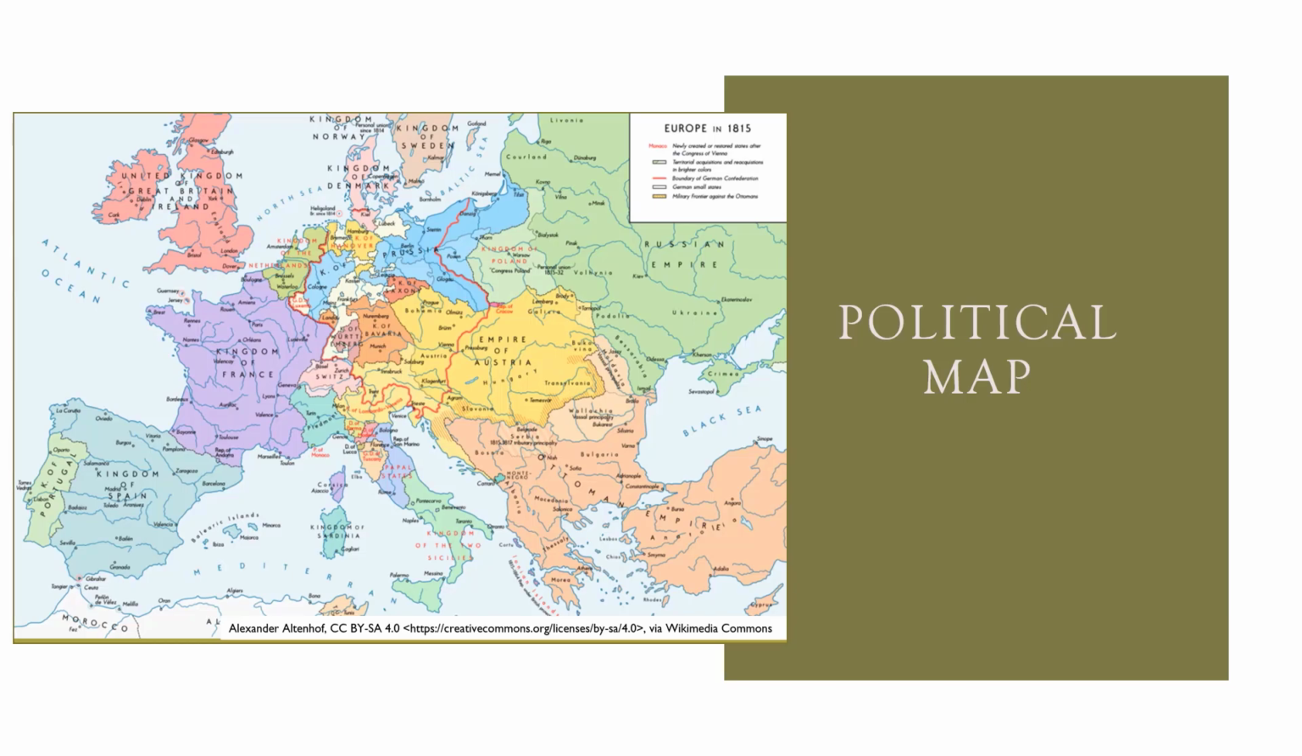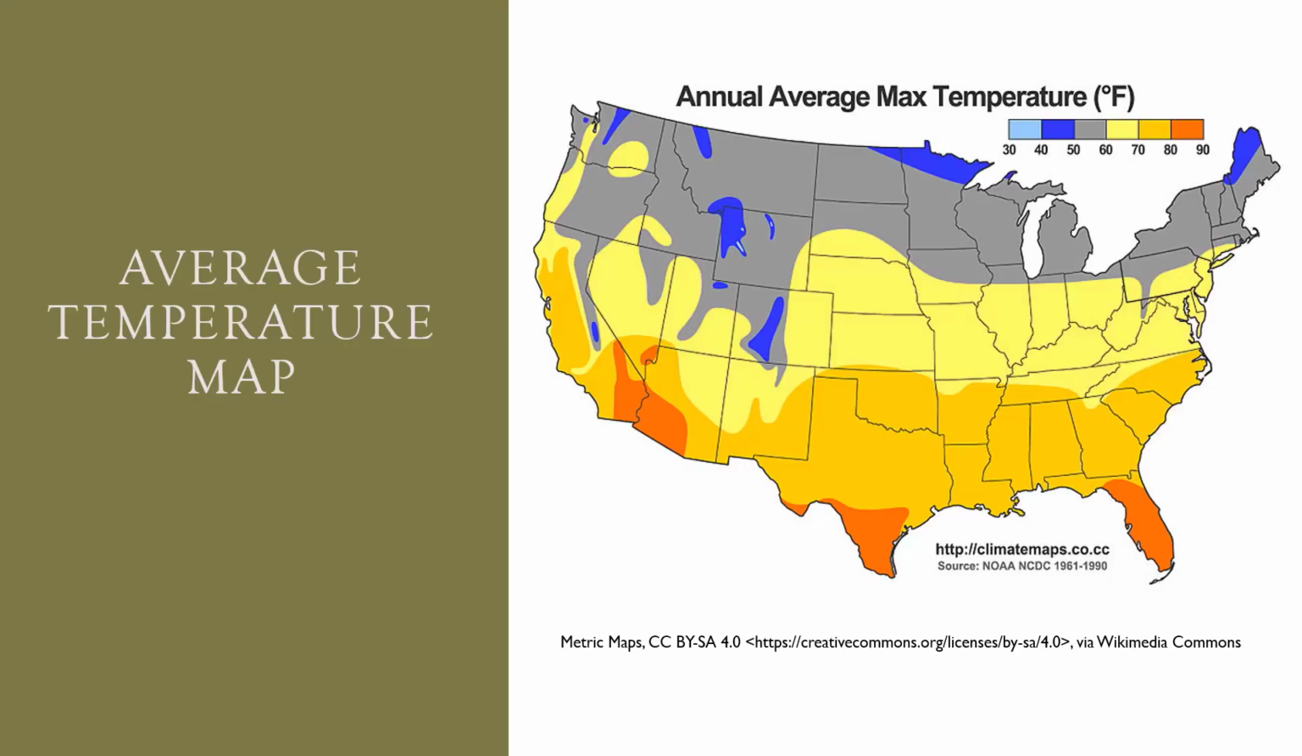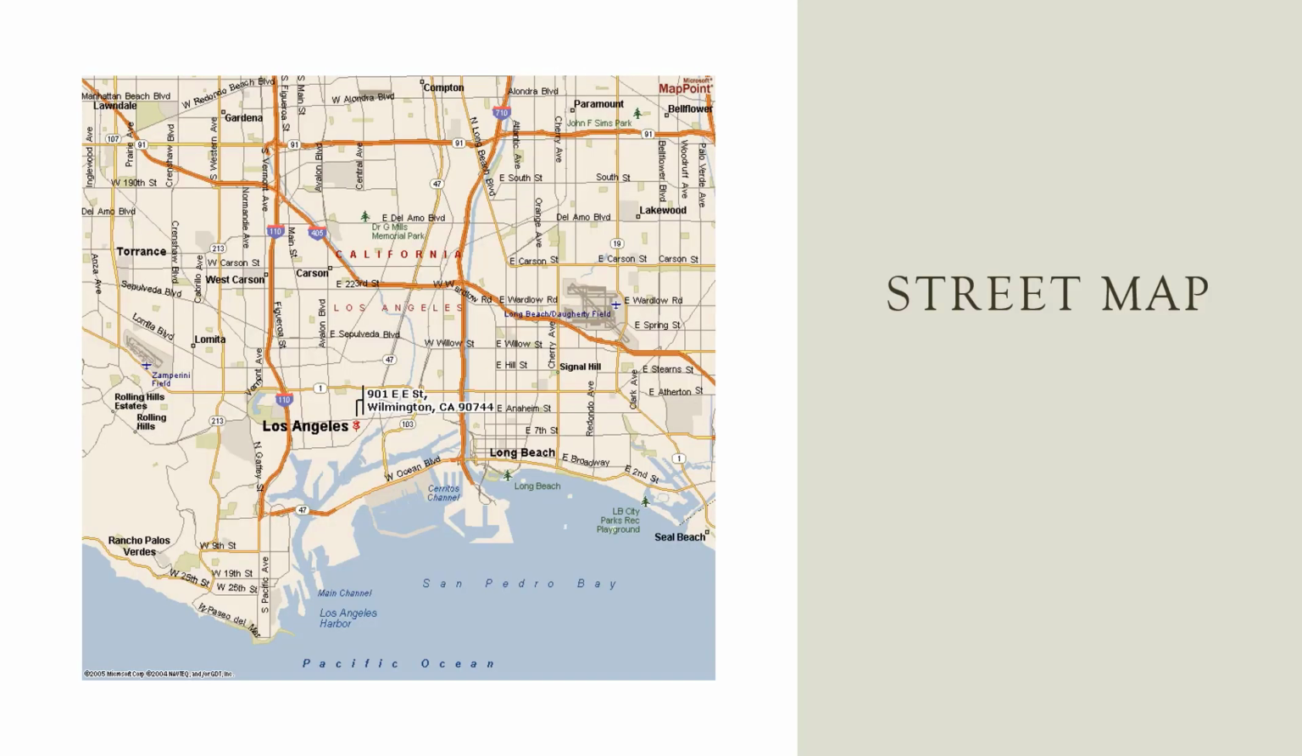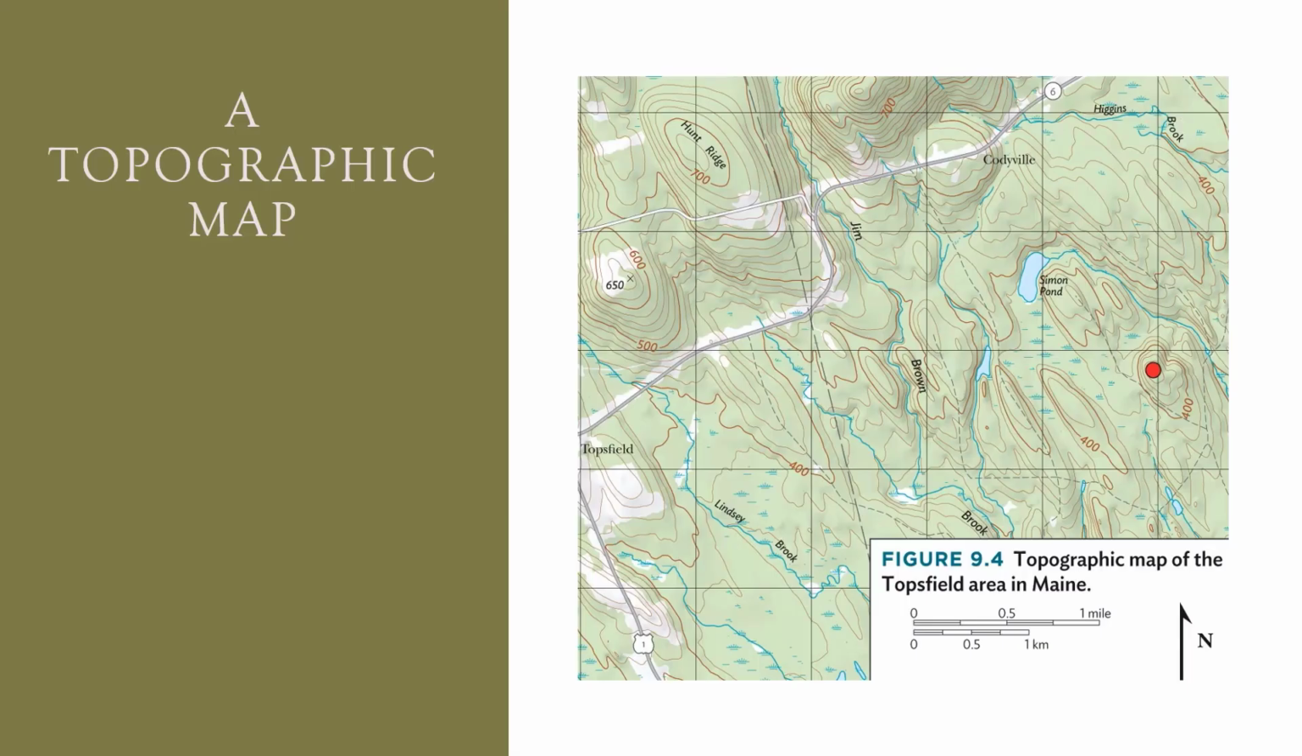Political maps show the geographic boundaries of countries and large or important cities. Climate maps, like this one about average annual temperature, present the distribution of different types of climates or climate factors. Street maps are used for navigating by automobile and are probably the map theme we are most familiar with. Topographic maps use contour lines to depict the shape and steepness of Earth's surface.